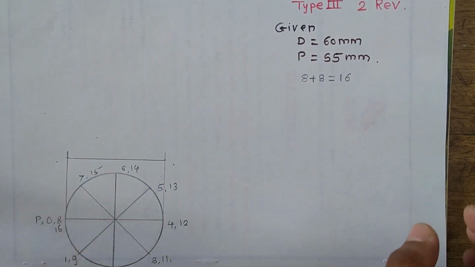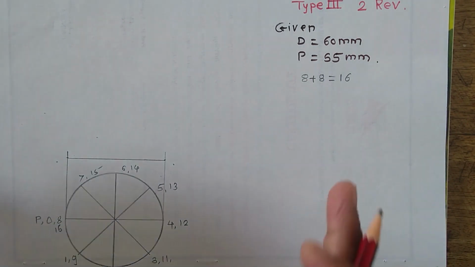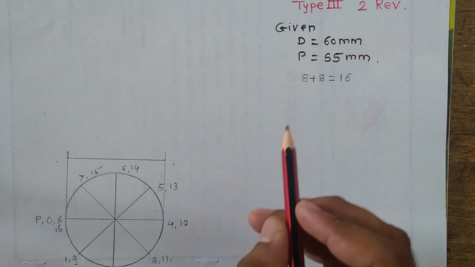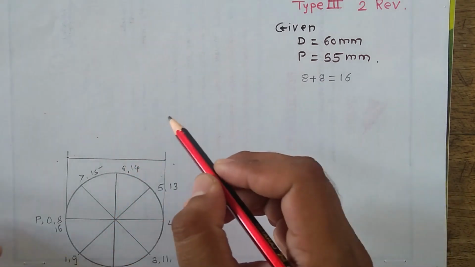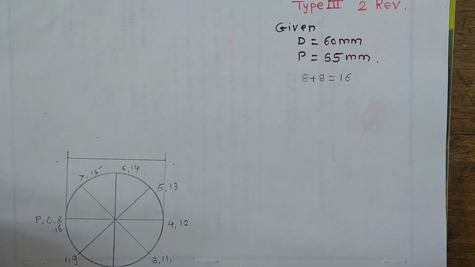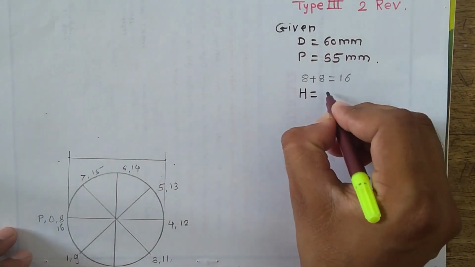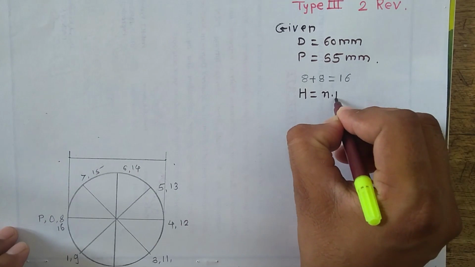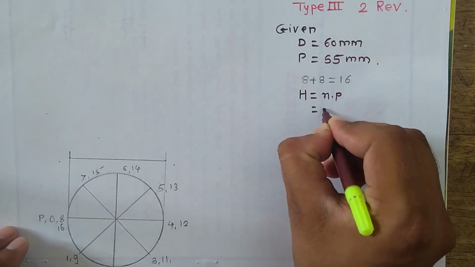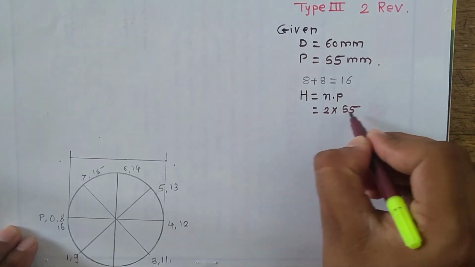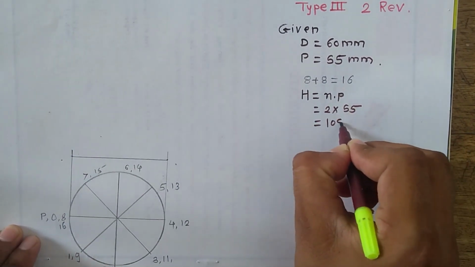known for this cone. If we view this cone in front view, it will look like a triangle. So here the axis height of this cone should be known. But how to calculate the axis height? For that purpose we should know the formula. H, axis height, is equal to number of revolutions into pitch. The number of revolutions is 2 and they have given the pitch of 55. So axis height will be 110 mm.